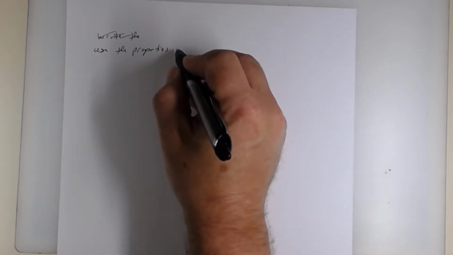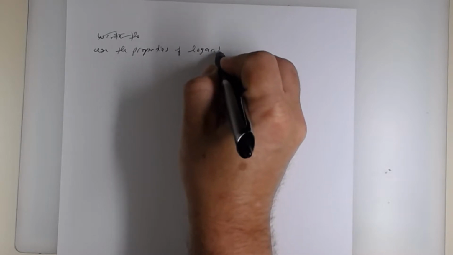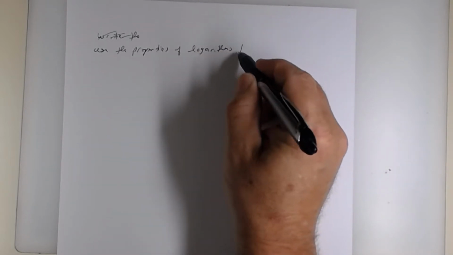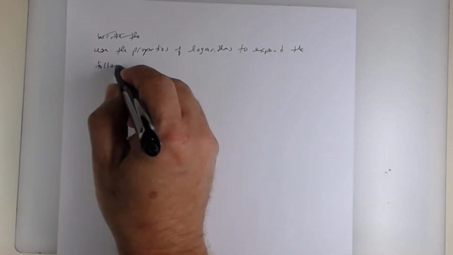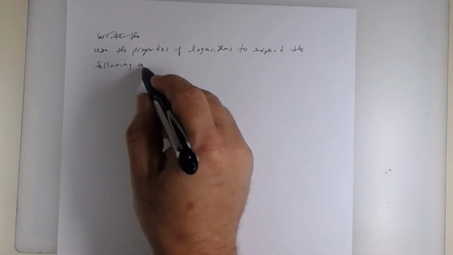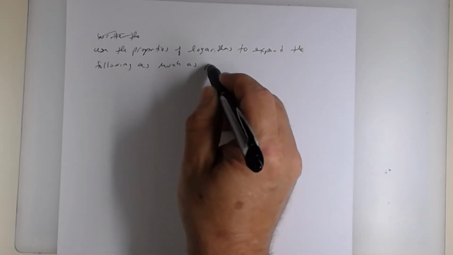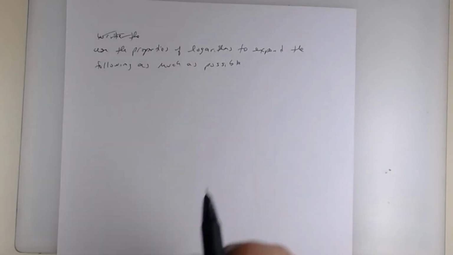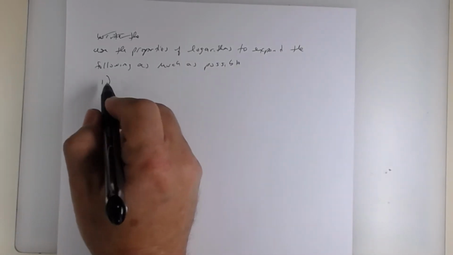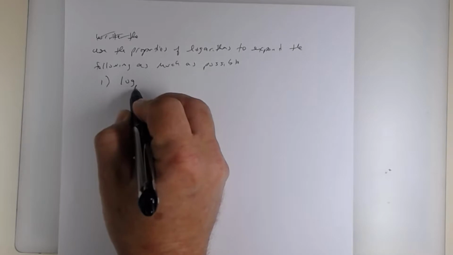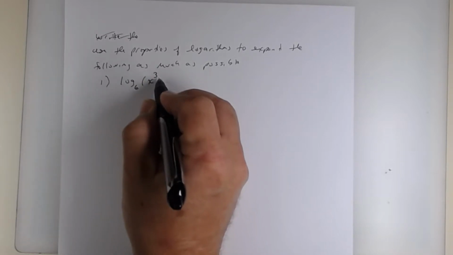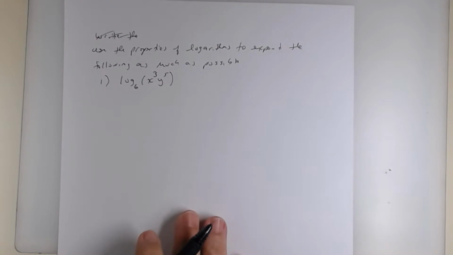Use properties of logarithms to expand the following as much as possible. Okay. All right, number 1. Suppose you had log base 6 of x cubed y to the 5th. Remember how to do that? What rule or what property are you going to use?